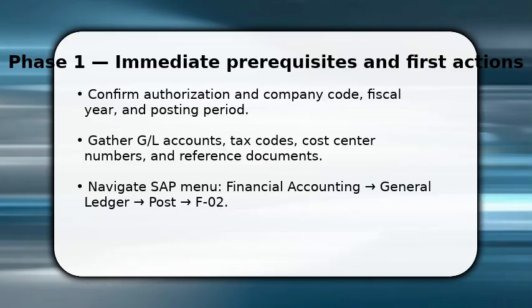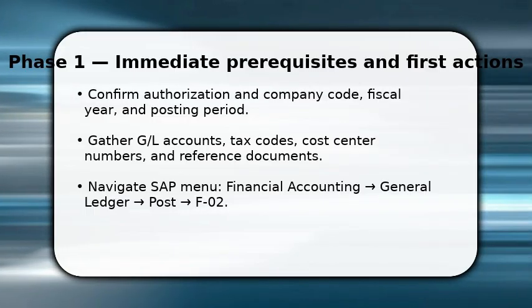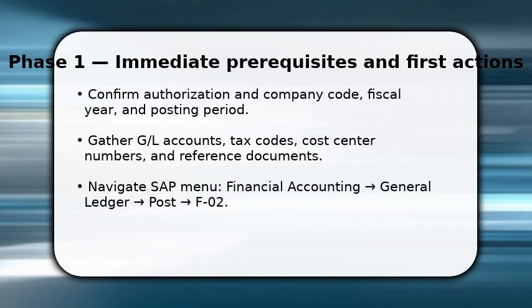You begin by opening transaction F-02 and entering the company code, fiscal year, and posting period. This puts you in the correct context. Once done, fill the document header fields, document date, posting date, and document type. Make sure to select the correct currency and exchange rate if needed.